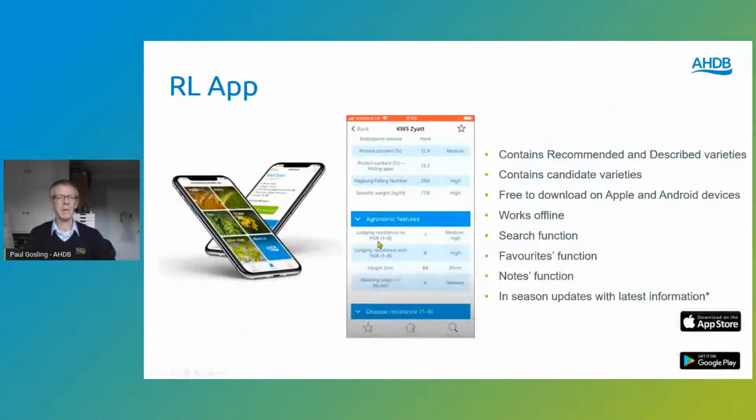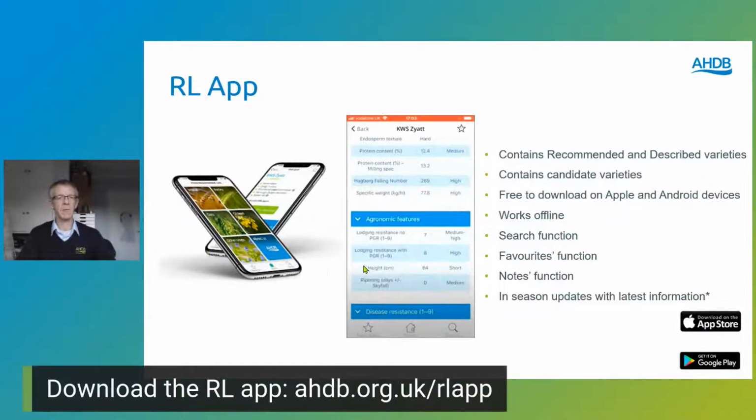We've already talked about the app, or Fiona has already talked about the app. The app replaces a physical publication, our pocket books, which were designed to be used in the field, put in your pocket, as the name would suggest, and of course you can do that with the app. The app's got a number of useful features. It contains both recommended and described varieties, and it also contains the candidate varieties. Those are varieties that are in their first year of recommended list trials, which may be recommended in the future. It's free to download on Apple and Android.